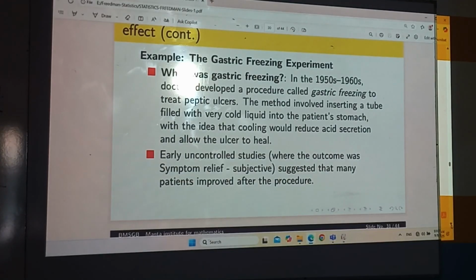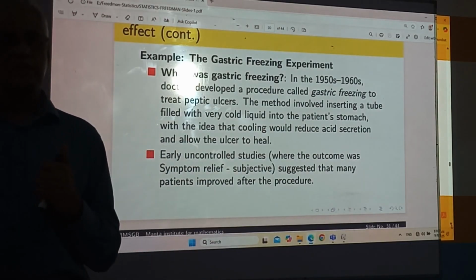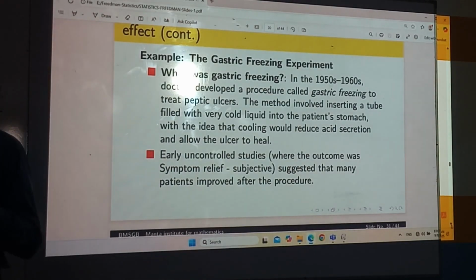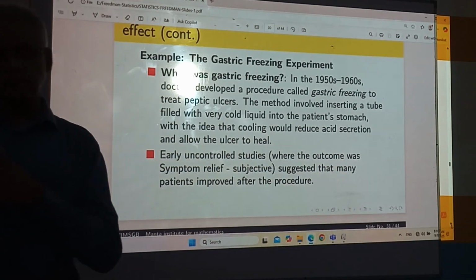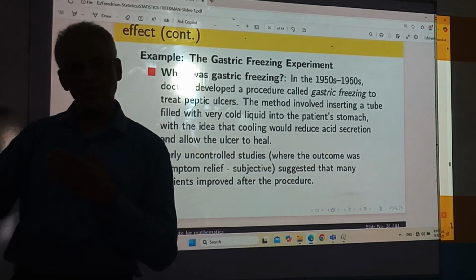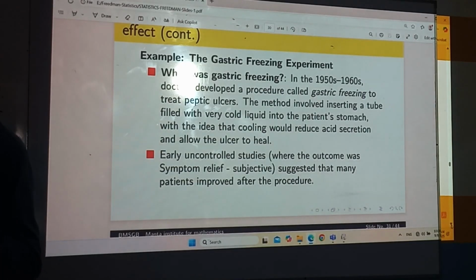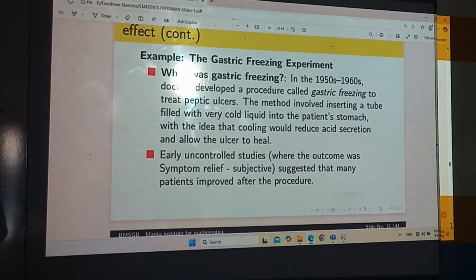In that case, that was a subjective outcome. Patients were saying whether they got relief or not. They were not using any other thing to check whether the ulcer was really healed or not. They were not using any ultrasound or X-rays or anything. Patients were telling whether they got relief or not. So according to that, doctors were saying that most of the patients who got this treatment said they got relief.